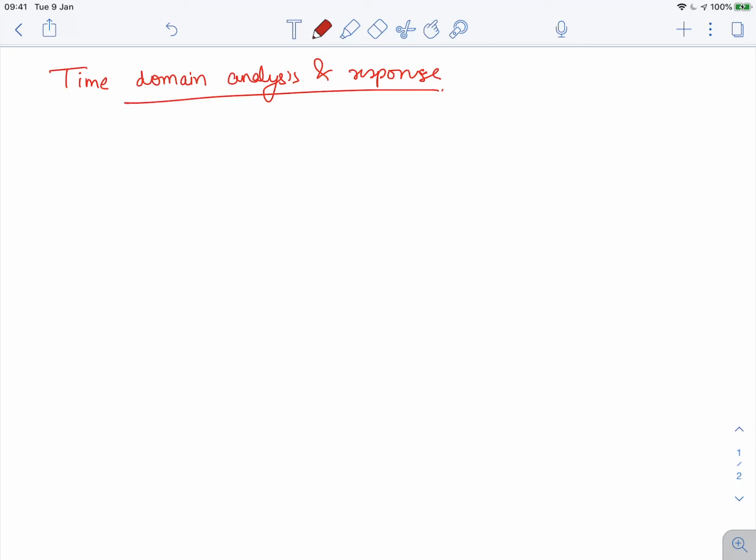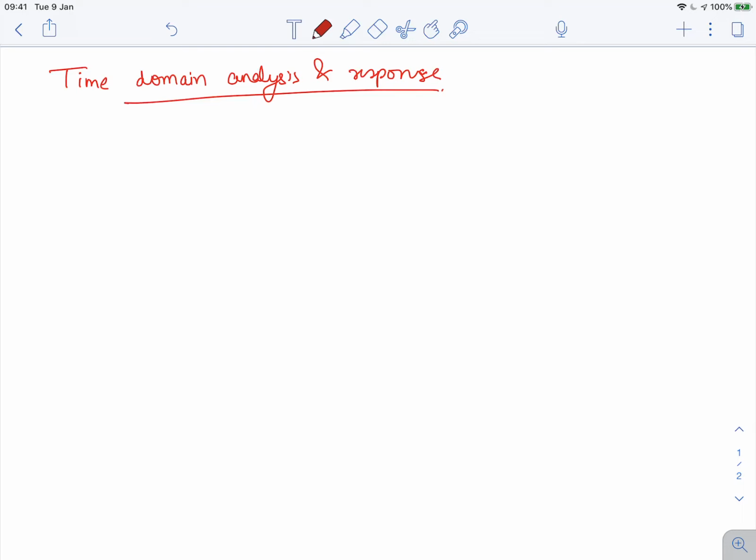So now we'll be starting with this time domain analysis and its response. By time domain analysis, we mean how the response of the system is going to behave with respect to some input and also through its natural response.